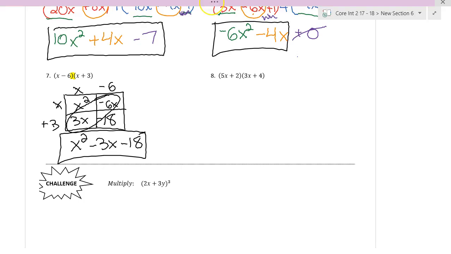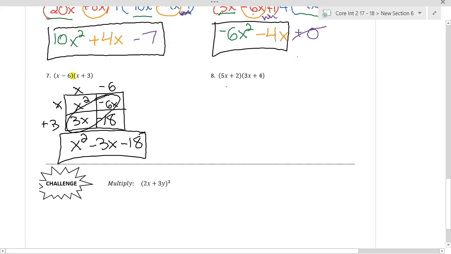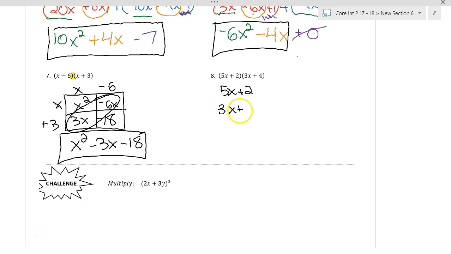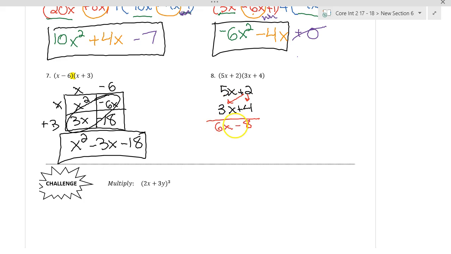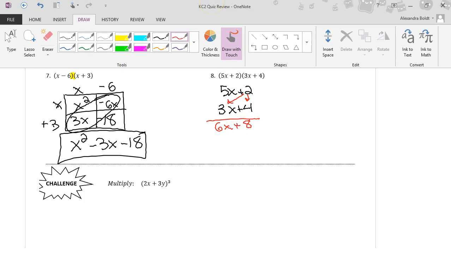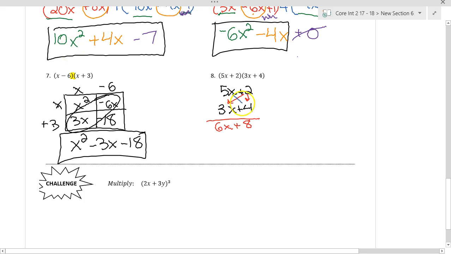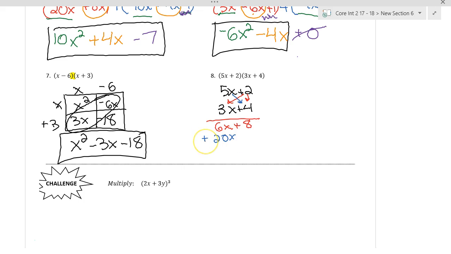Looking at number 8, I'm going to use the stacking method. I have 5x plus 2, 3x plus 4. 2 times 4 is 8. 2 times 3x is 6x. 5x times 4 is 20x. Positive. 5x times 3x. 5 times 3 is 15. x times x is x squared.